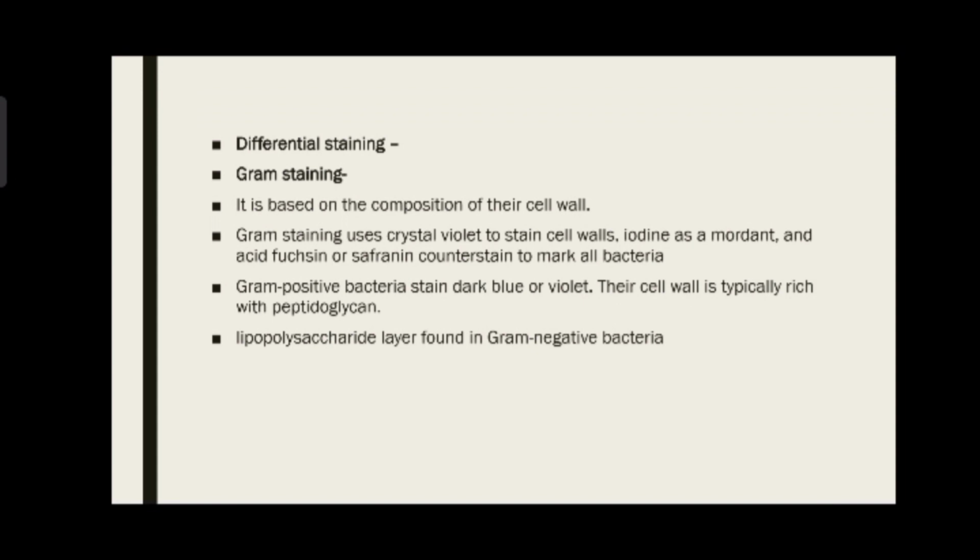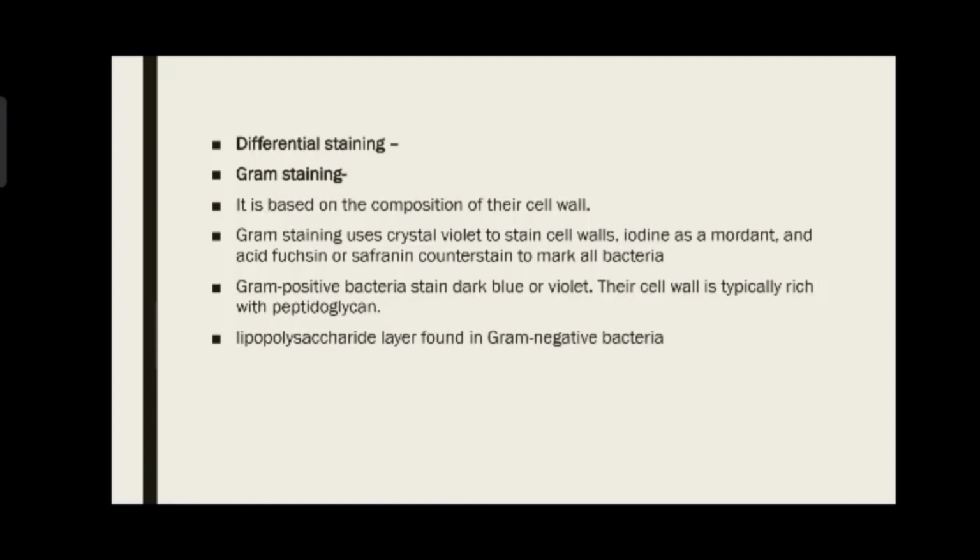Next is the differential staining. This also comes under the positive staining method. It is a staining technique used to differentiate between microbial groups. This method takes advantage of variations in chemical structures, especially in the cellular components of different bacterial groups, which lead to the differential staining property. One of the most commonly used differential staining techniques is the gram staining technique. Let's see what it is.